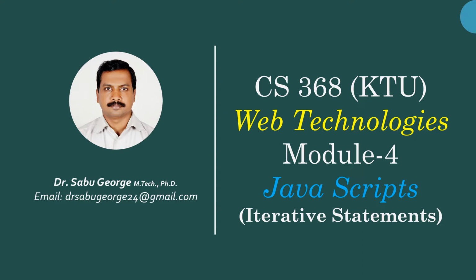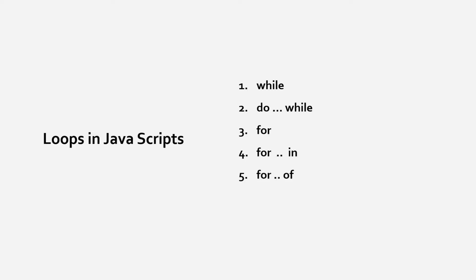We will concentrate on loops in JavaScript. There are 5 different types of loops available in JavaScript: while loop, do-while loop, for loop, for-in loop, for-of loop.